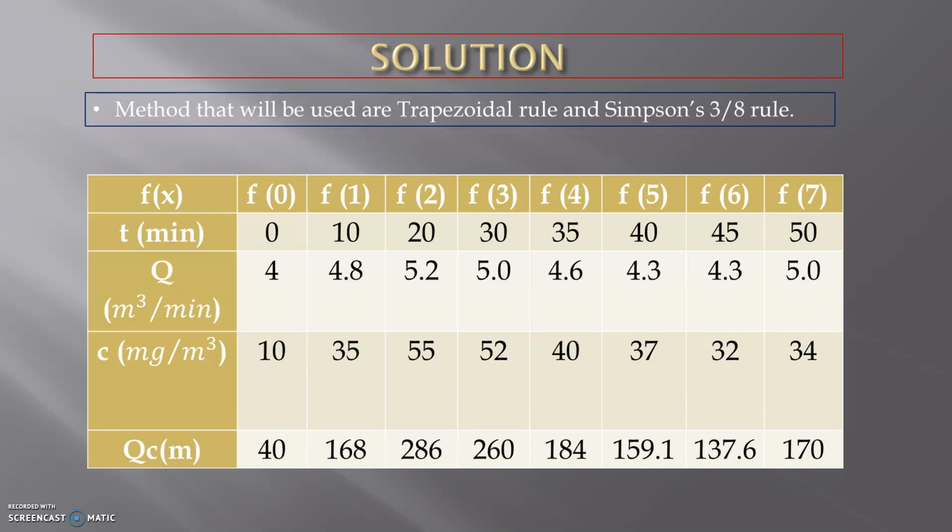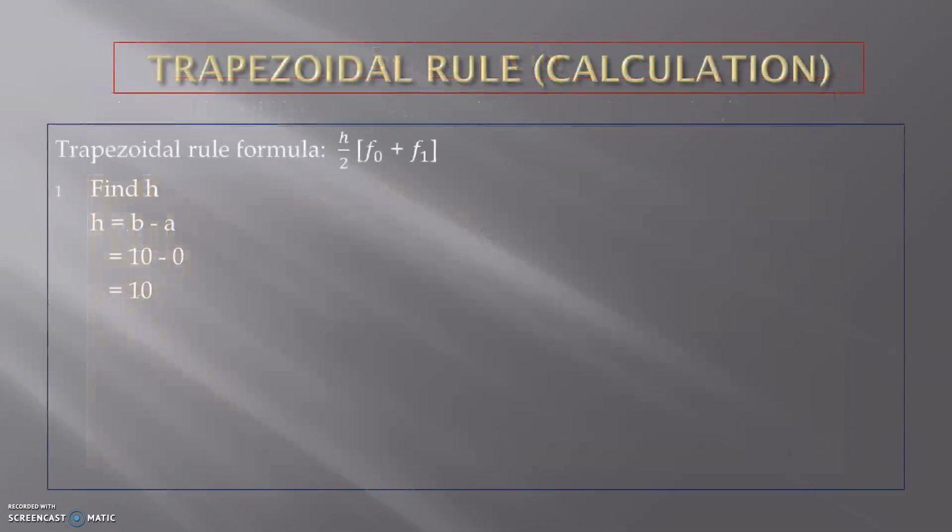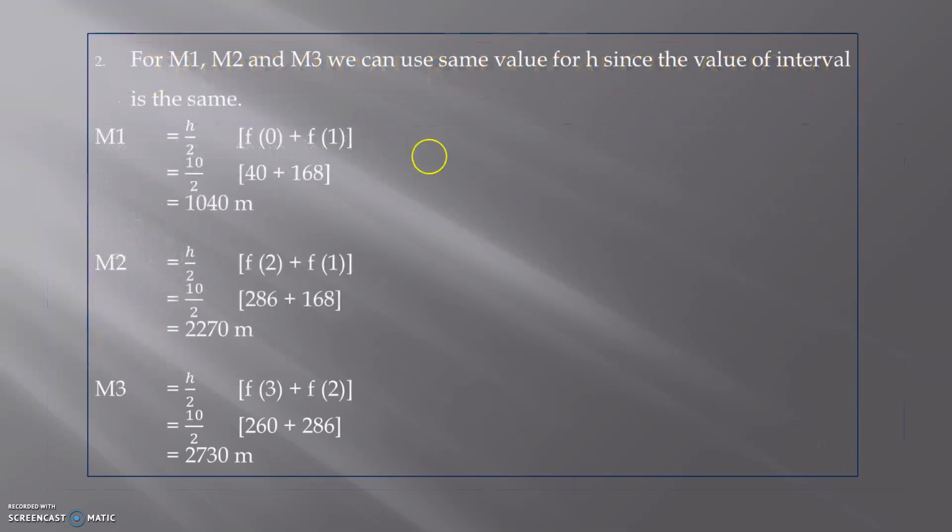So we could use the trapezoidal rule to figure out the values of m1, m2 and m3 by using the formula h/2 times function of 0 plus function of 1, while for m2 we use h/2 times function of 2 plus function of 1, while m3 is equal to h/2 times function of 3 plus function of 2.